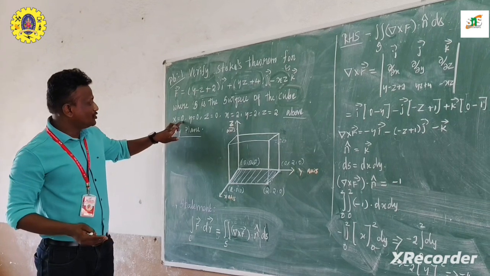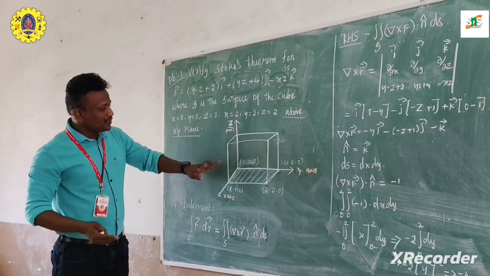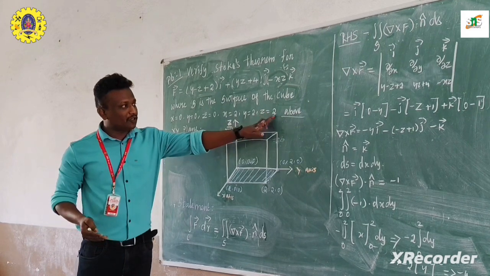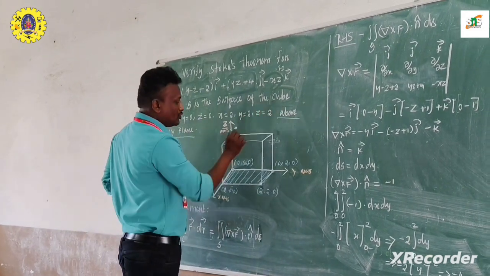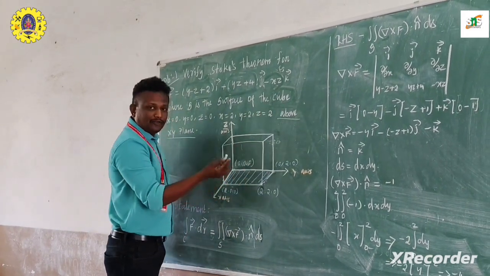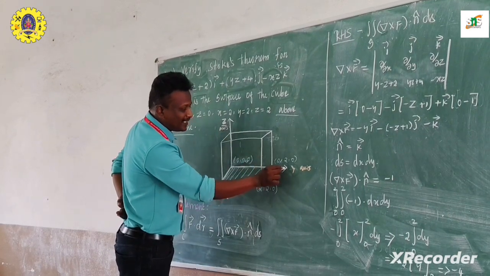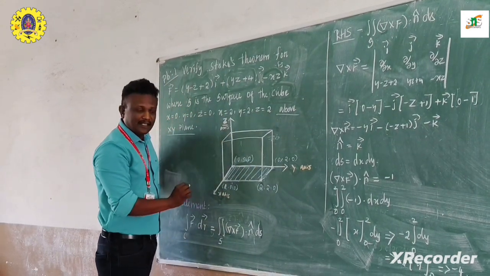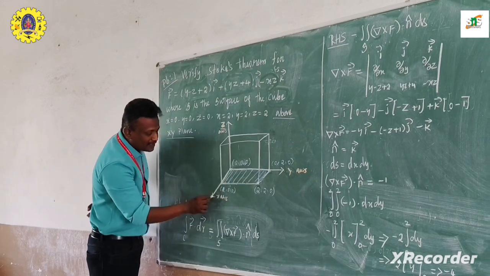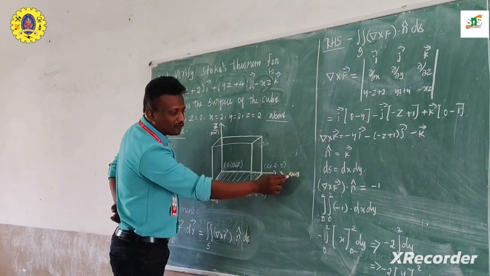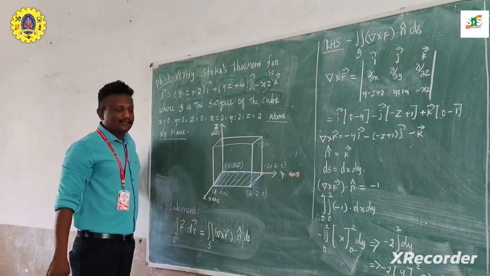Here x equal to 0, y equal to 0, z equal to 0. Similarly, x equal to 2, y equal to 2, and z equal to 2. It is the cube, so you have to draw a cube. We know very well how to draw a cube, where we have to pick what is the x-axis, what is y and what is z. So I have taken this line as the x-axis, this line as the y-axis and this one as the z-axis.